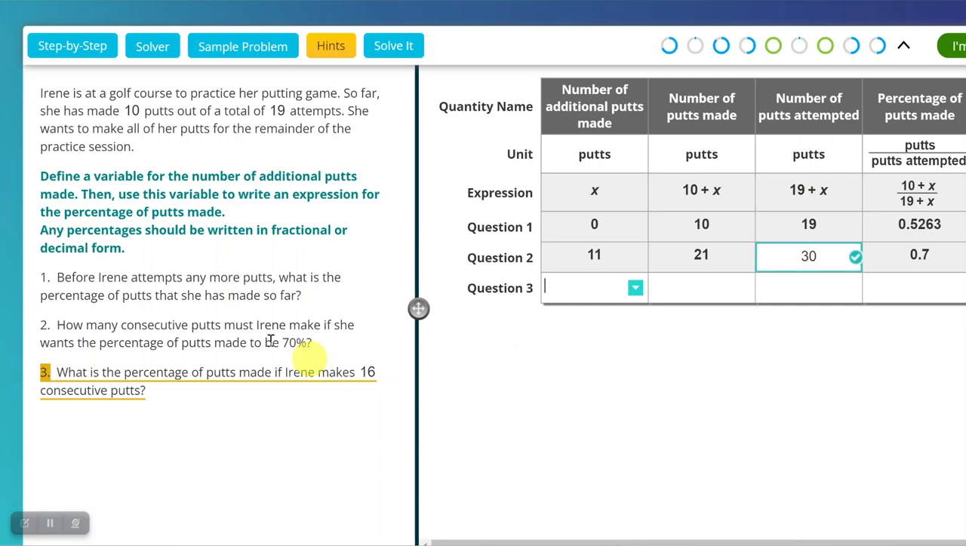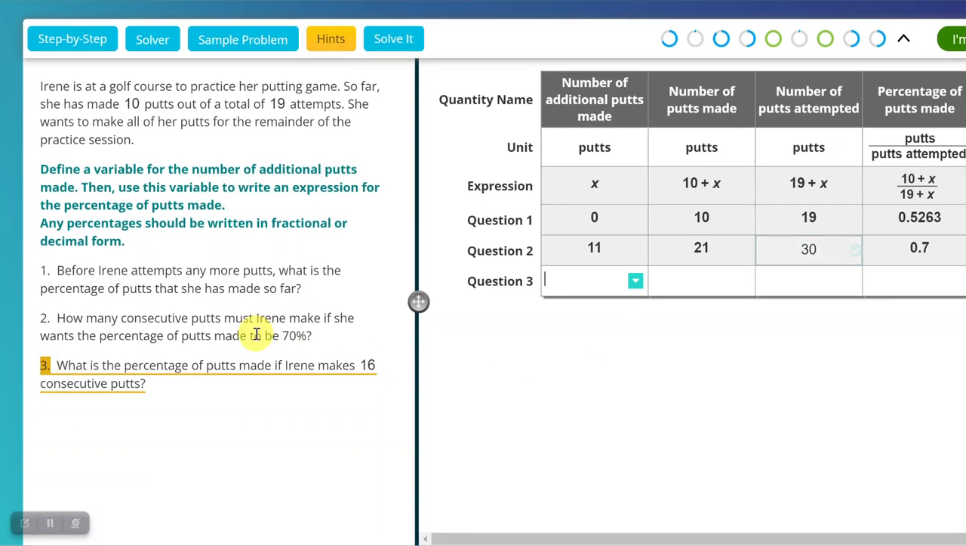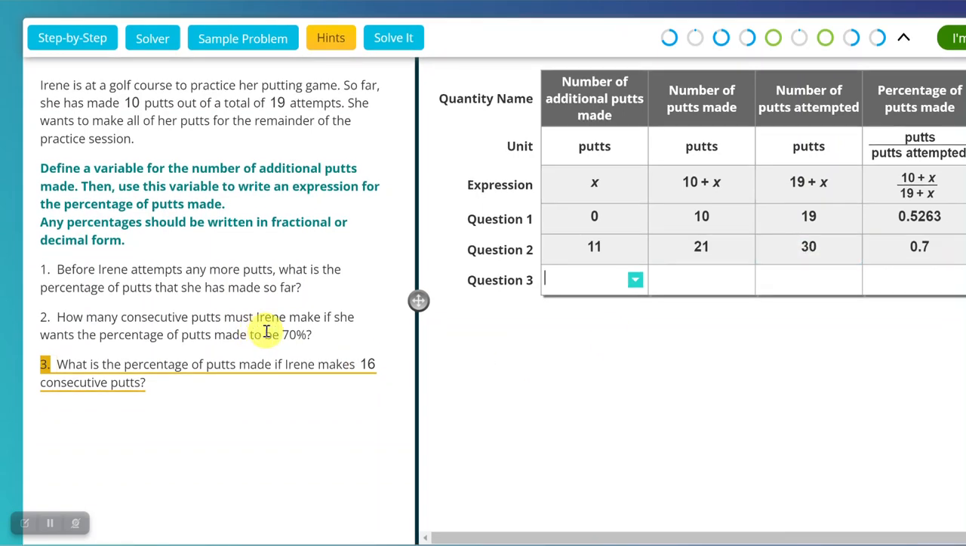Okay, question 3, what is the percentage of putts if Irene makes 16 consecutive putts? So that would be 16. And then we add 26. And then 19 plus 16 is 35.